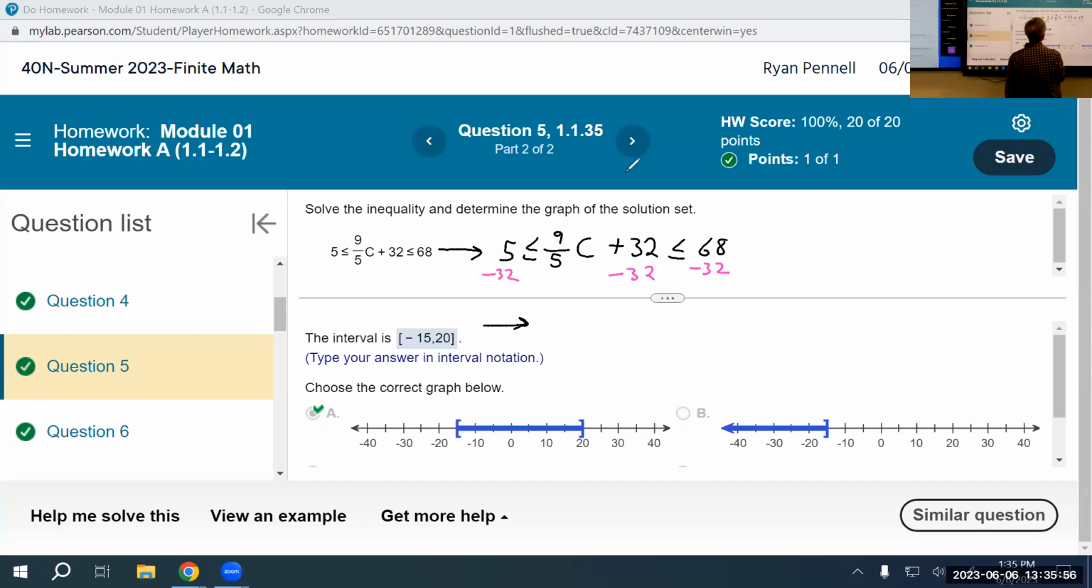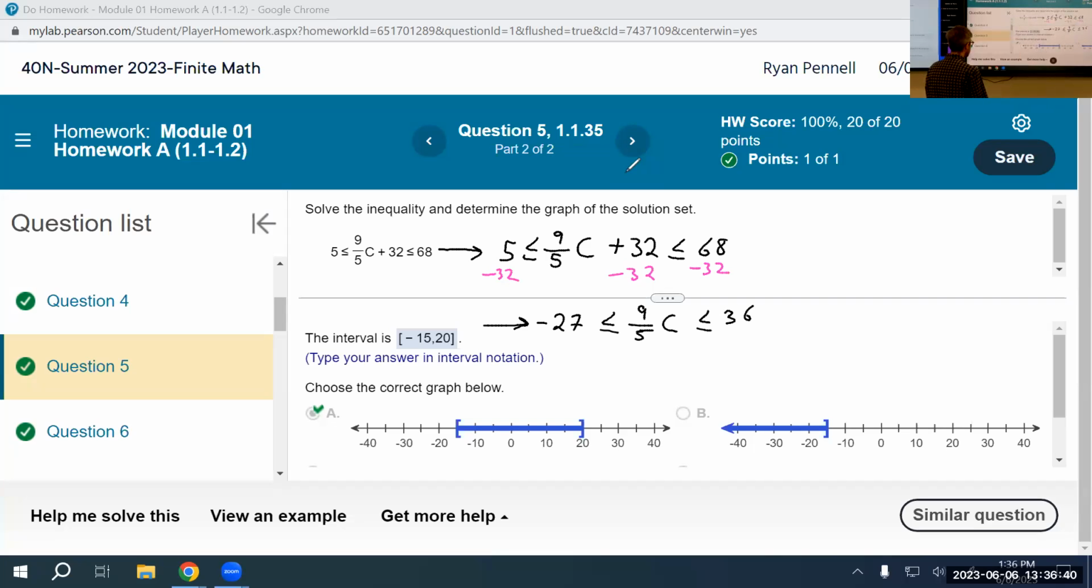Okay. So let's see. 5 minus 32, I guess, would be negative 27. And that's less than or equal to 9/5 C. And then 68 minus 32 would be 36. Okay. So as long as I didn't make an arithmetic mistake there, then the next thing, I still want to try to get C by itself. It has a fractional coefficient.